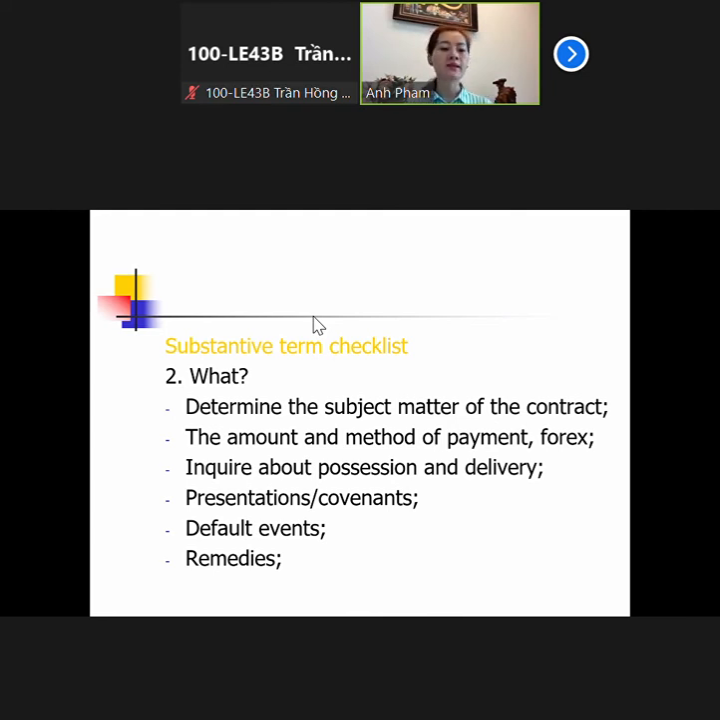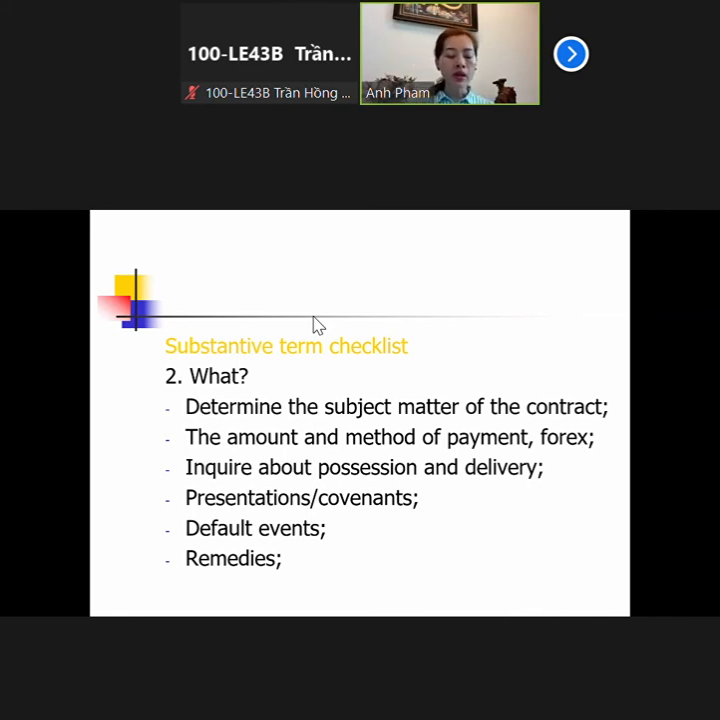So here it is. What you should tailor and track is an event of default in the contract. Of course, in the law, they have events of default, but the parties can agree on something more on the event of default, right? And also the remedies. In case of this breach, what is the remedy? In case of that breach, what is the remedy?